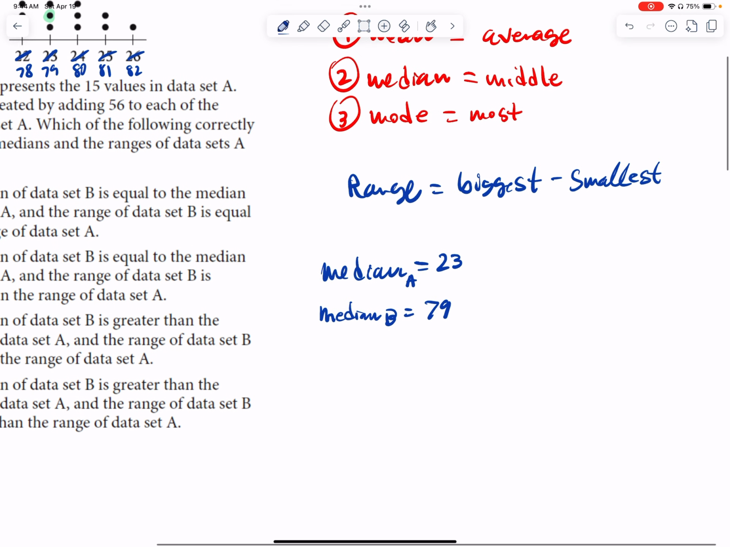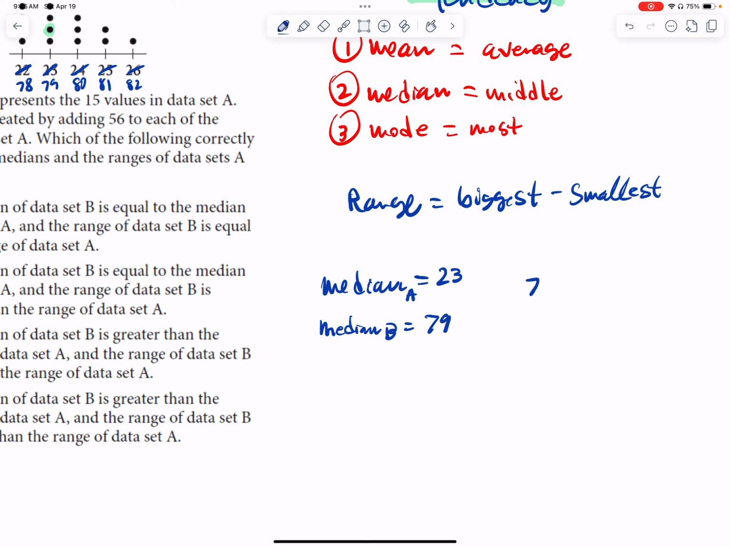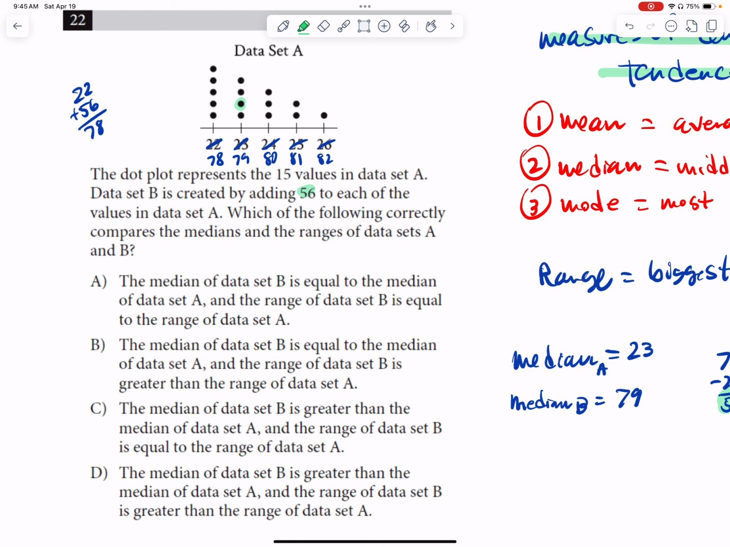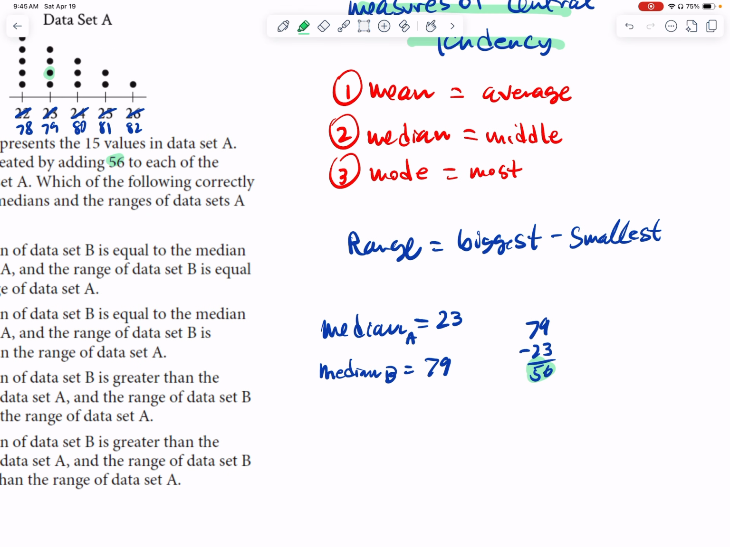What's the difference between these two things? If I take 79 and I subtract 23 from it, that's a 56. Does that number look familiar? It should, because that's what we added to each of our data points. So essentially, we just translated our data, all the numbers, 56 units to the right, which also affected our median by just increasing it also by 56.